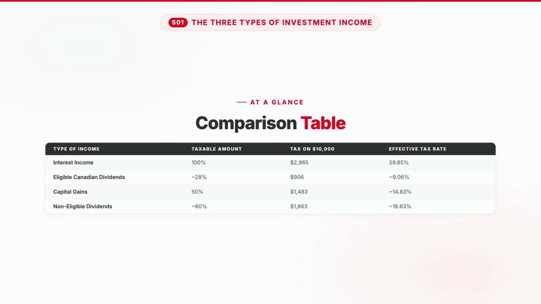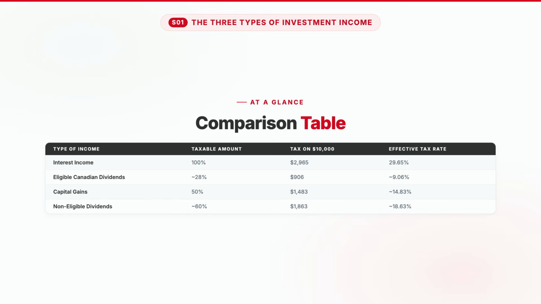This inclusion rate was set to increase to 66.67% under the cancelled federal budget proposal, but that increase did not proceed. This means capital gains receive more favorable tax treatment than interest, but less favorable than eligible Canadian dividends.